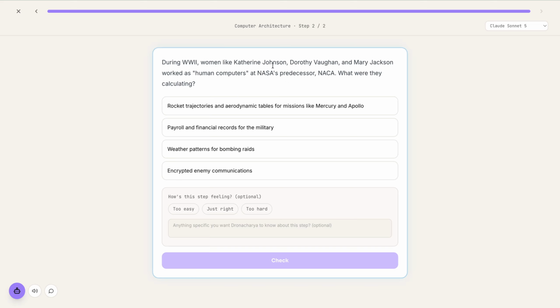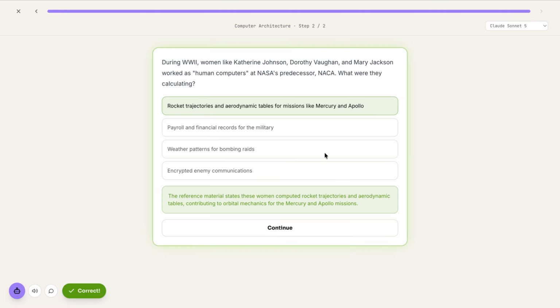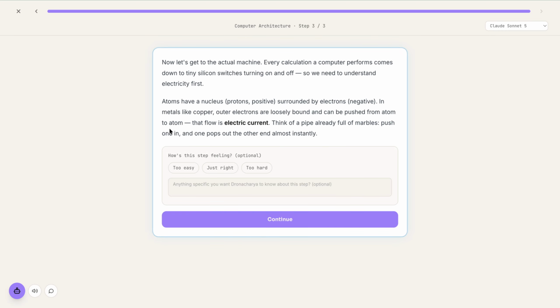So as we have seen in the previous step, it has taught us a concept, and now it has asked us a multiple choice question. So it was this option, because that's what I remember from the last step. So let's see. And I guess it should be a correct answer. So yeah, we can see this is a correct answer. Let's move forward.